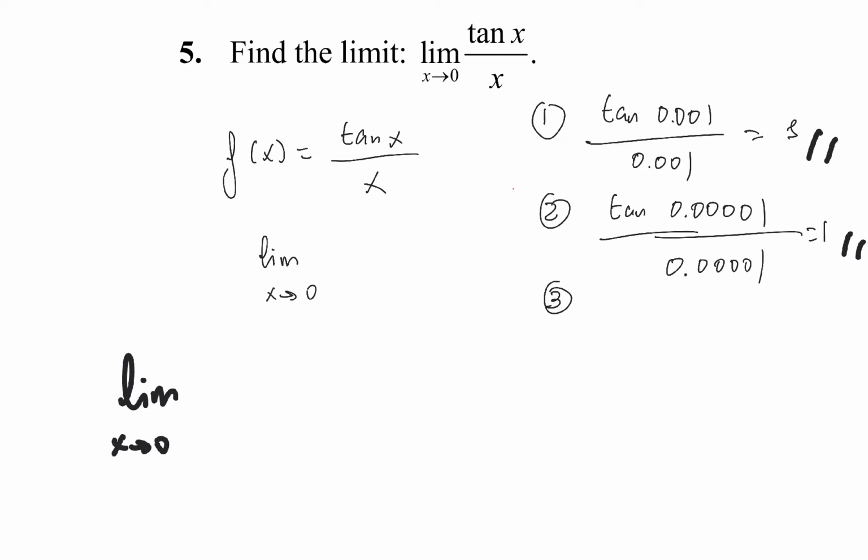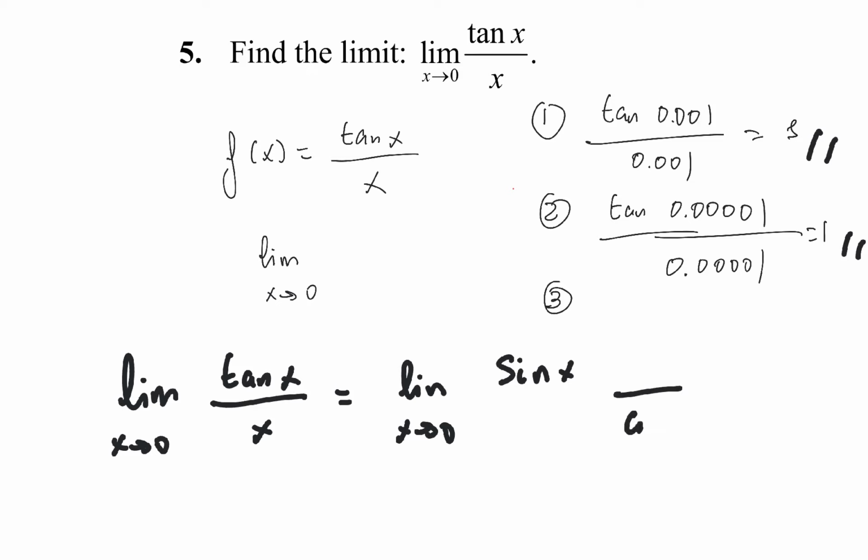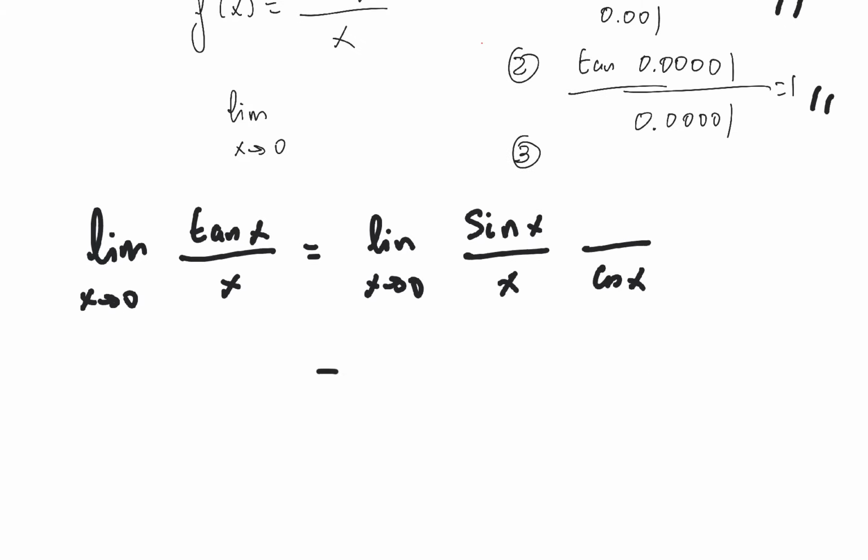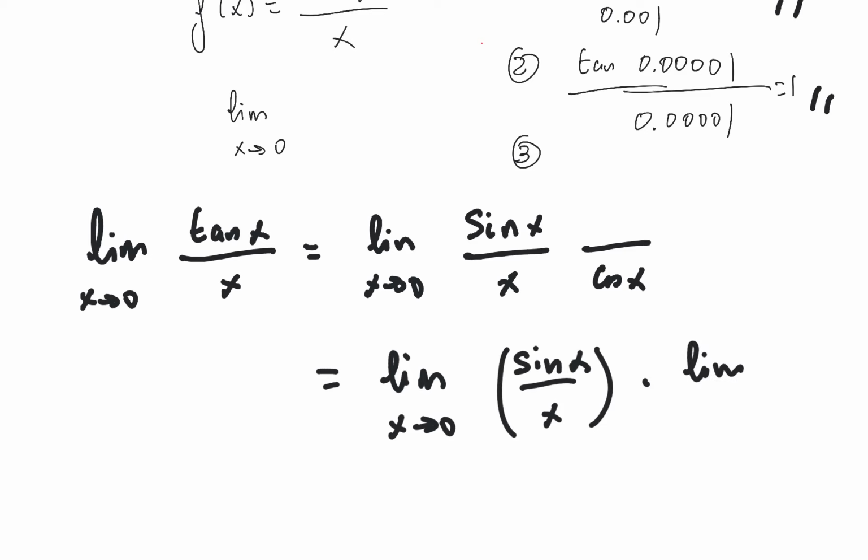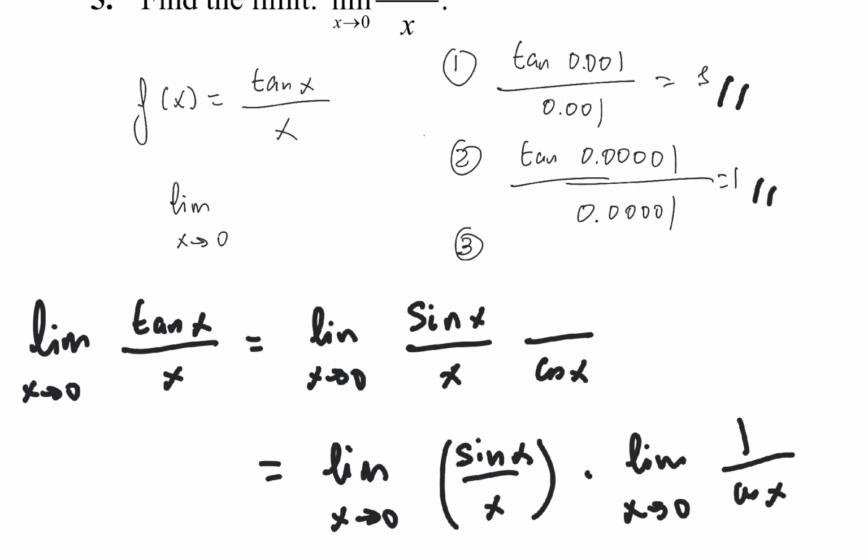when x tends to 0 of tangent of x divided by x is the same as the limit when x tends to 0 of sine of x divided by cosine of x, which is tangent of x, and I will put the x here. Now, when x tends to 0, this is a famous limit. This is the limit when x tends to 0 of sine of x divided by x multiplied by the limit when x tends to 0 of 1 divided by cosine of x, 1 here.